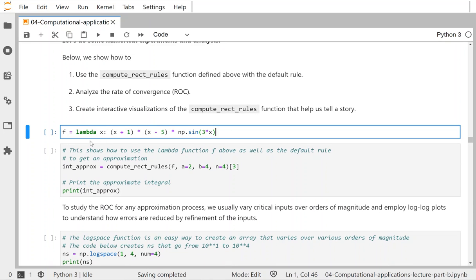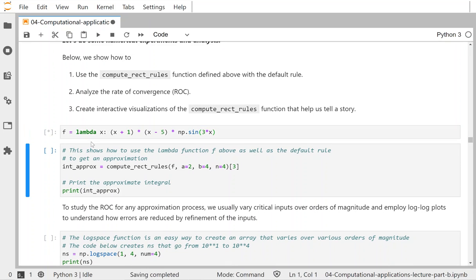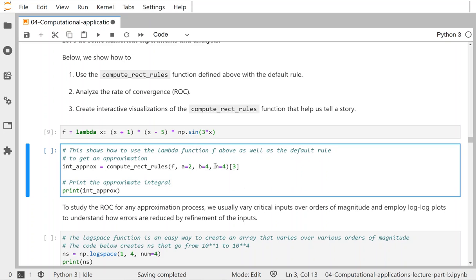So here's that function f we saw before, this lambda function x plus 1 times x minus 5 times sine of 3x. Now, let's look at an approximation of the integral with the rectangle rule, the left endpoint rule, when a is 2, b is 4, and n is 4. So we're going to use 4 rectangles, and we're going to print this approximation.